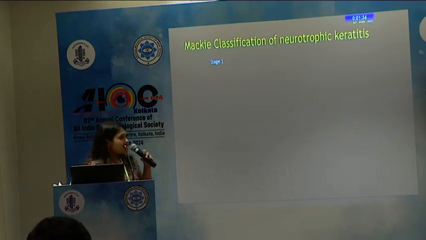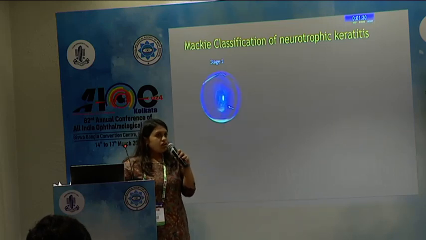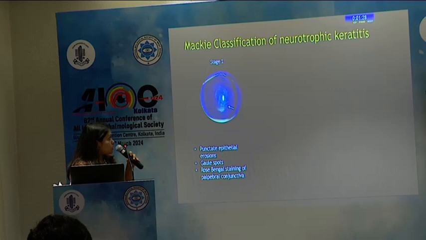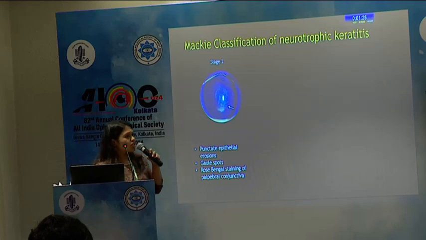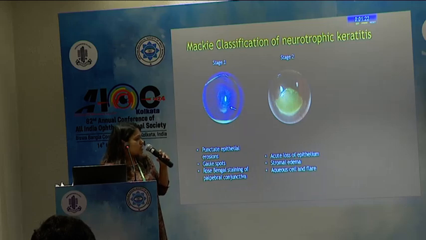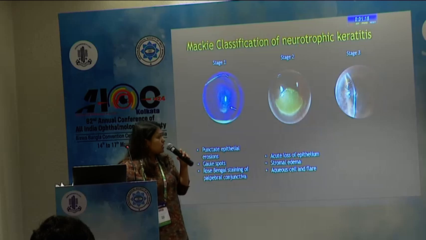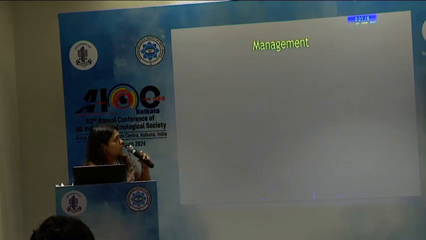So to make things easier, we have staged this disease into 1, 2, and 3. We have punctate epithelial erosions in stage 1. When they coalesce together, we get bigger epithelial defects in stage 2 along with cells and flare. In stage 3, we can have stromal lysis, which can lead to corneal perforations.